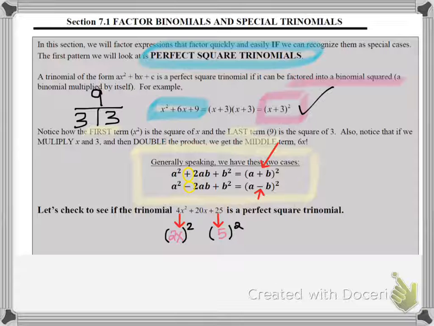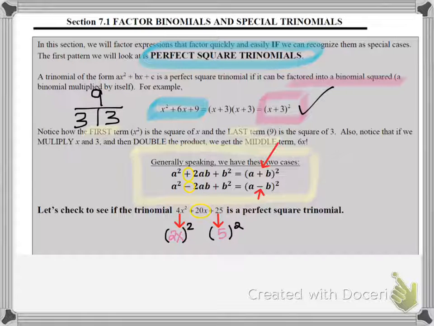Remember in the beginning of the semester when I gave you that blue multiplication chart with your perfect squares and perfect cubes and told you it would be a really good idea to memorize them? Now that's coming into play. If you can recognize right away that 25 is a perfect square, then you're on your way to noticing these patterns. Now I have to check my middle term, this plus 20x.